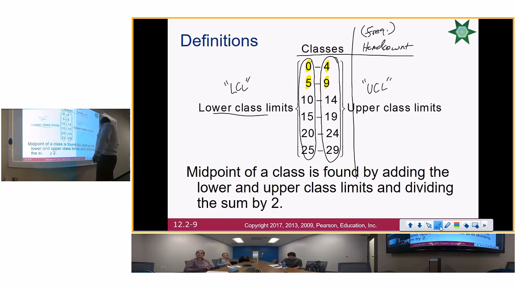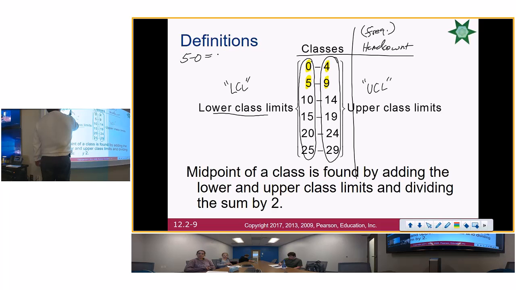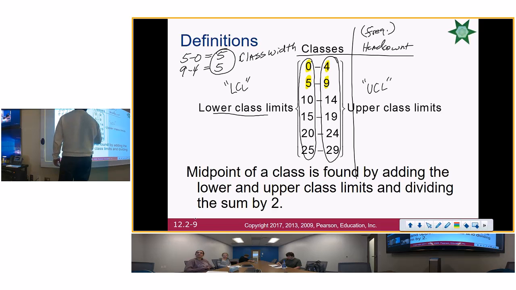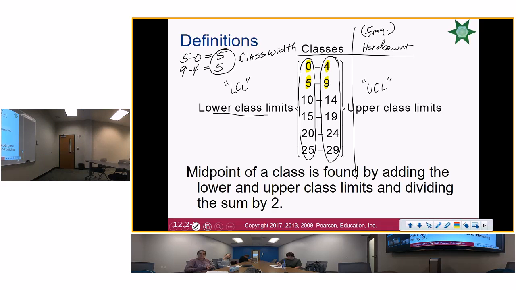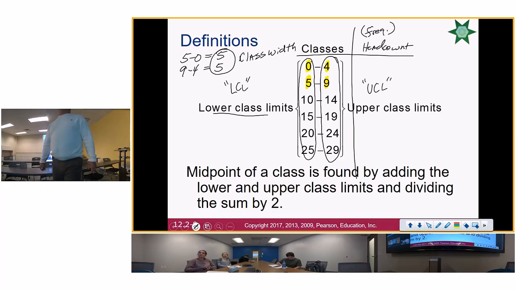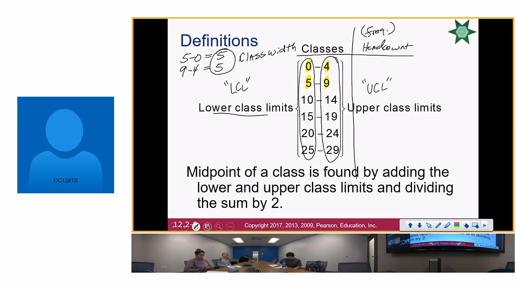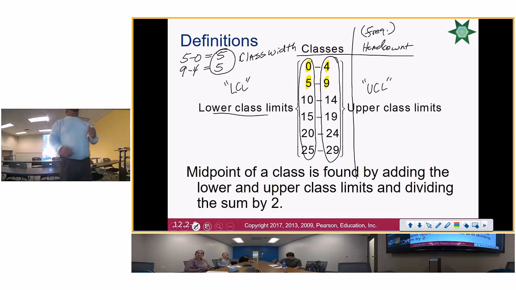Now, if I subtract those 2, if I say 5 minus 0, what do I get? 5. If I say 9 minus 4, what do I get? 5. 5 is your midpoint. I just had a brain bubble. It is your class width. Okay? You need to know that. That's very important. That's a test question. It's also going to be important later on. Class width. So I thought that was the way that you count up, like on the left side. I don't teach that. You know why? Because if I count from 0 to 4, a lot of people will say, okay, 4 minus 0 is 4.